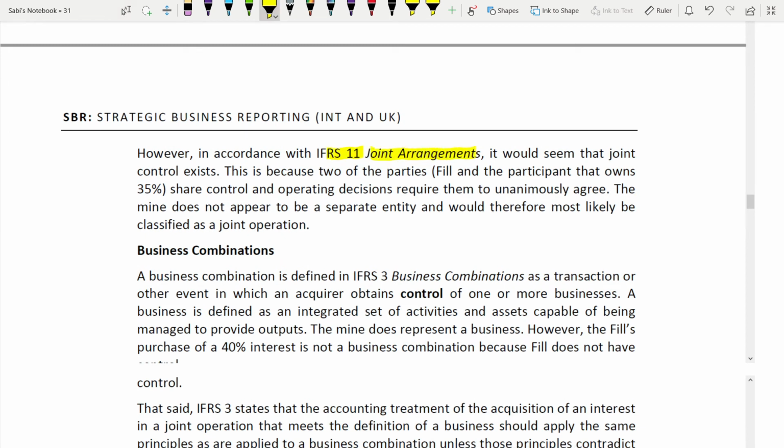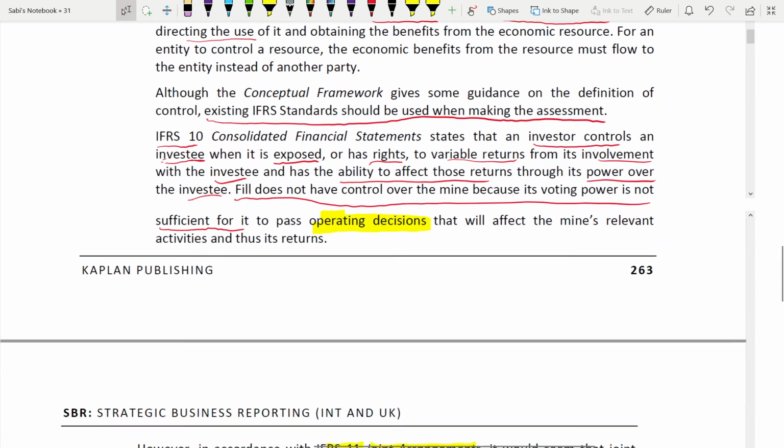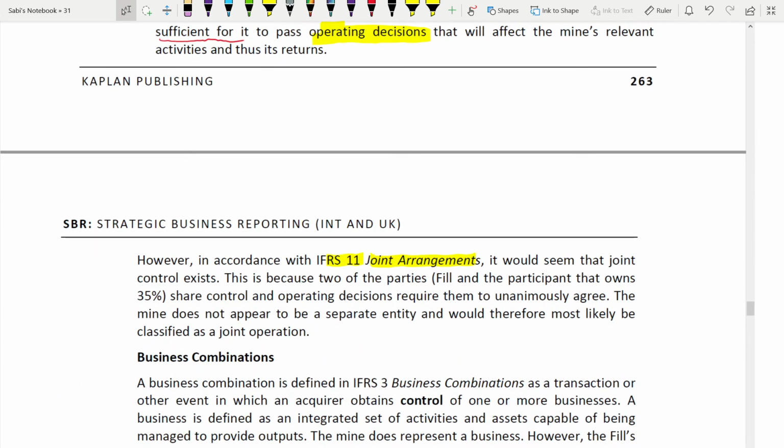IFRS 11 deals with joint arrangements. You have to say in IFRS 11 whether it's a joint operation or a joint venture. If it's a joint operation, use IFRS 11. If it is a joint venture, you have to use IAS 28. You see, first they started with the conceptual framework, then they moved to IFRS 10. Now, finally, they are moving towards IFRS 11.